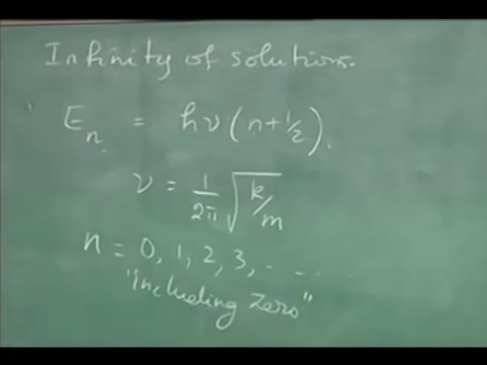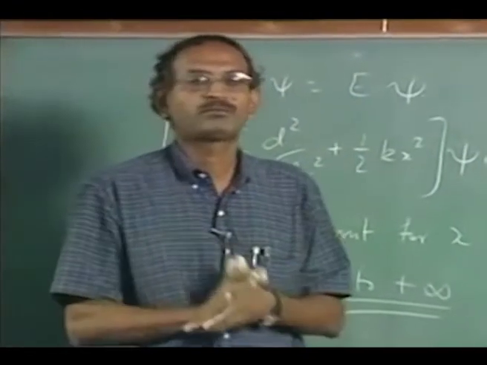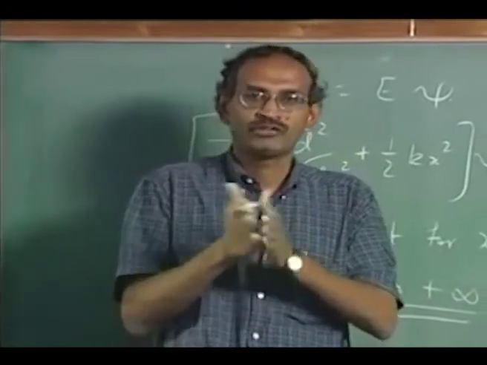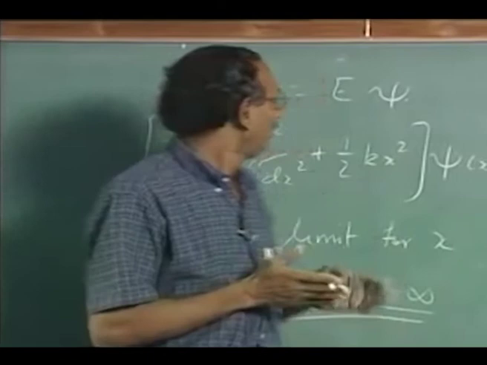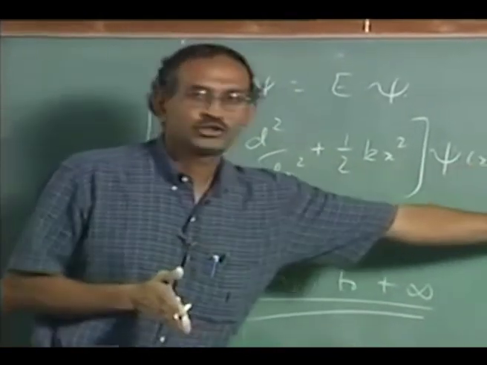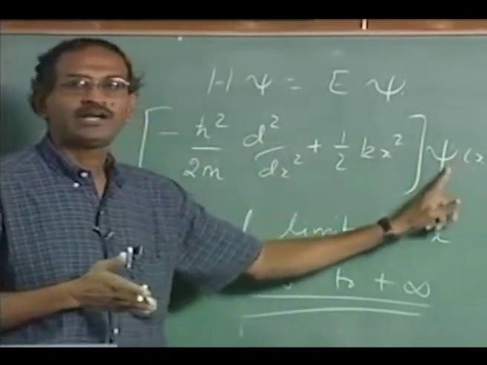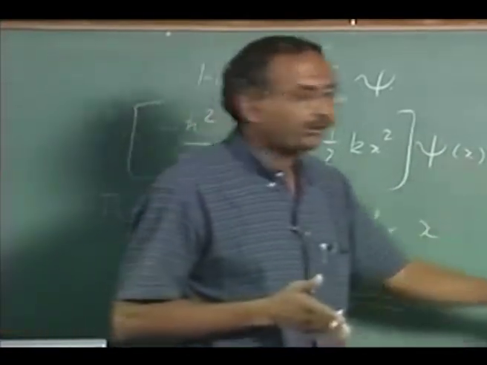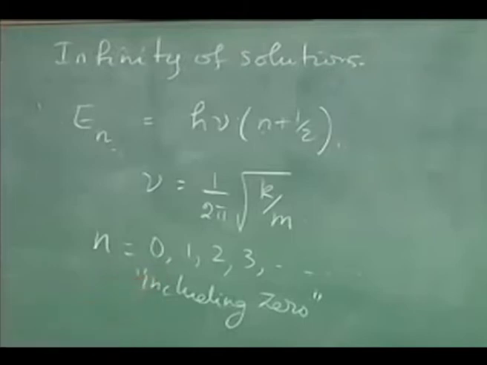In the particle in a box, n equal to 0 was not an acceptable solution because that led to a wave function which is 0 everywhere. All these equations have psi equal to 0 as a trivial solution. But in the case of the harmonic oscillator, n equal to 0 does not give you a trivial solution, it still gives you a finite solution. We will see that.